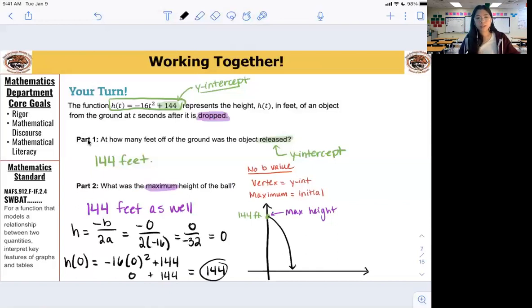Do I have any questions at this point on how to identify this type of scenario? Remember, it doesn't always happen this way. This is only when there's no b value. When you don't have a b value, it's easier, because the y-intercept is the same as the vertex. Any questions on that?